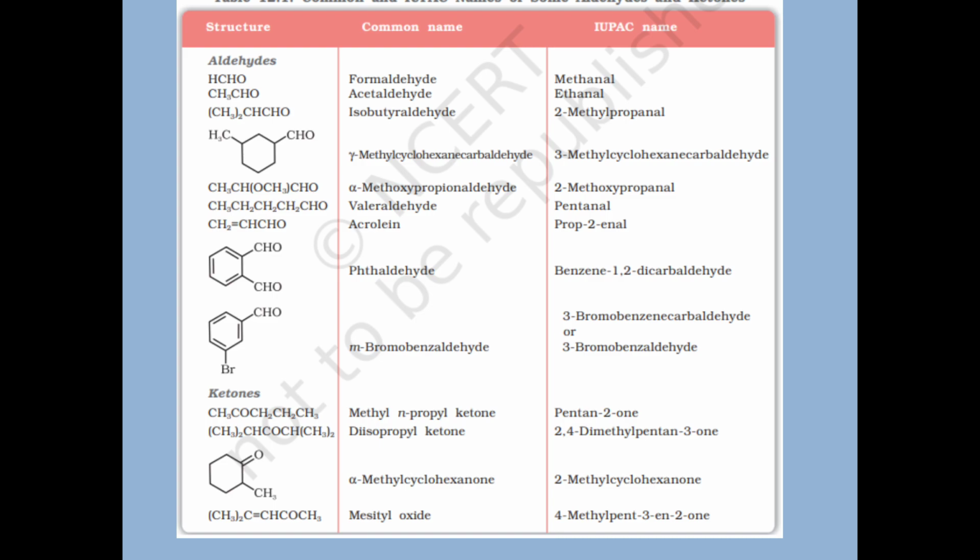This is a table for various types of aldehydes and ketones with their common name and IUPAC name. HCHO is formaldehyde, CH3CHO acetaldehyde, the third one is isobutyraldehyde, the fourth one is gamma-methylcyclohexane carbaldehyde. Here this is phthalaldehyde, this is meta-bromobenzaldehyde. These are some ketones, and this is the table of the IUPAC names.